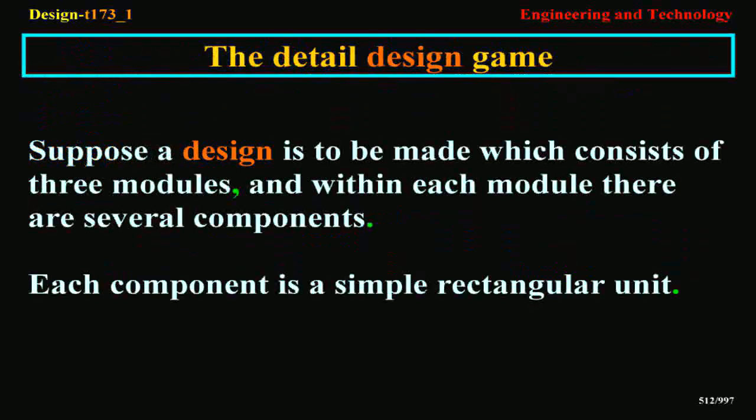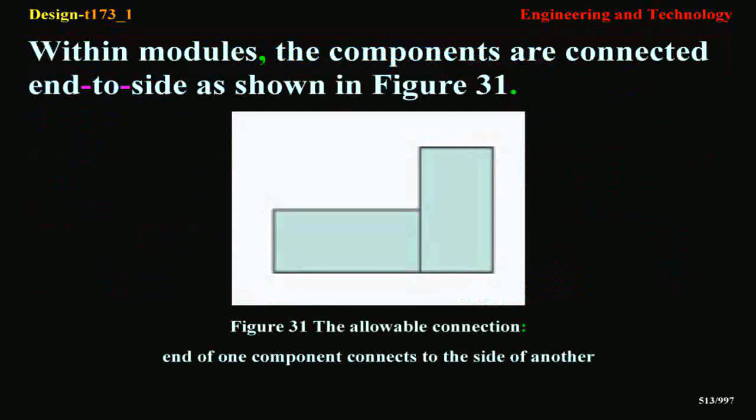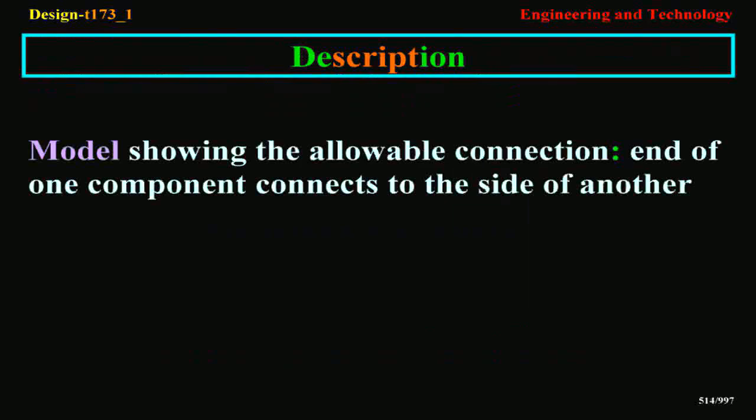Suppose a design is to be made which consists of 3 modules, and within each module there are several components. Each component is a simple rectangular unit. Within modules, the components are connected end to side as shown in Figure 31. Figure 31, the allowable connection. Model showing the allowable connection, and that one component connects to the side of another.